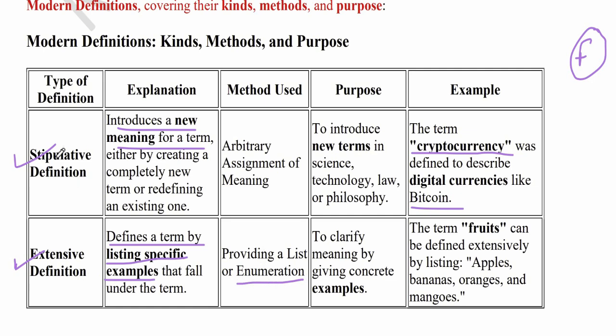So stipulative definition is when new meanings are created. Extensive definition is when a list of examples is given. Okay.